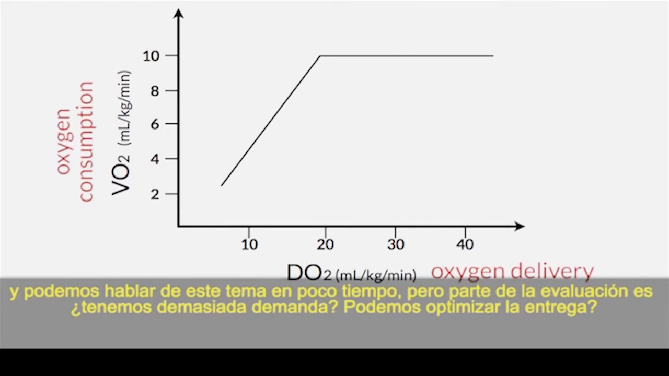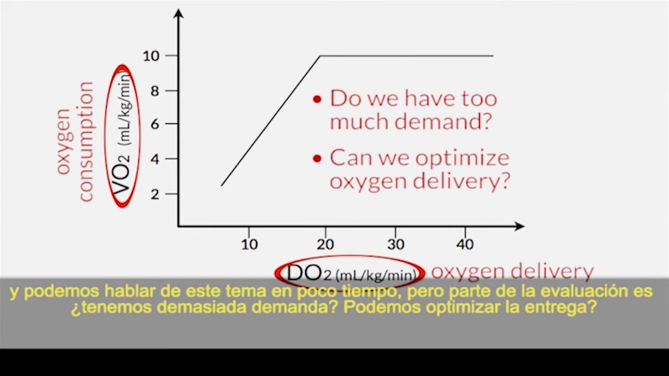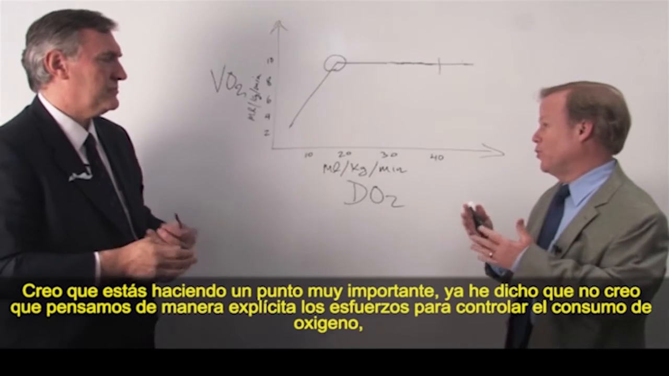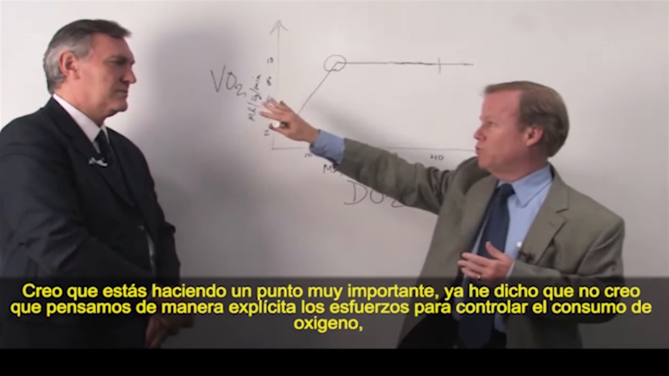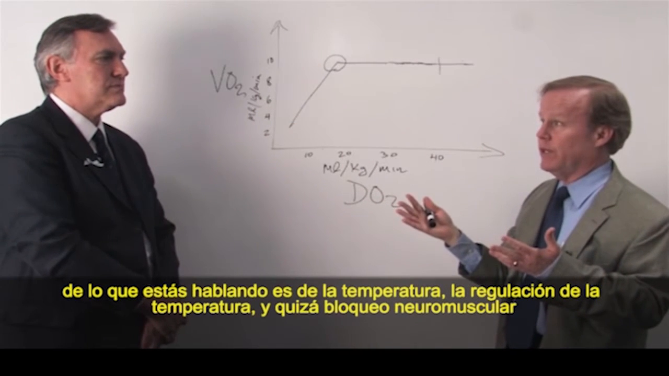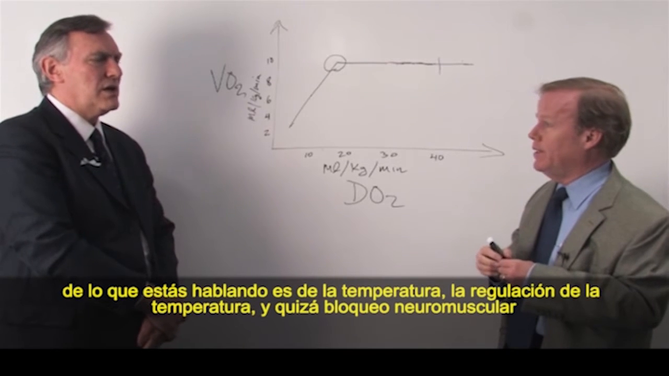But part of the assessment is, do we have too much demand? Can we optimize the delivery? And with the ways in which to treat both of these that can achieve a balance that will then ensure adequate oxygen delivery to meet metabolic demand. So I think you're making a very important point. As I said, I don't think that we often think about explicitly efforts to control consumption. So you're talking about careful temperature regulation, I assume, perhaps neuromuscular blockade.